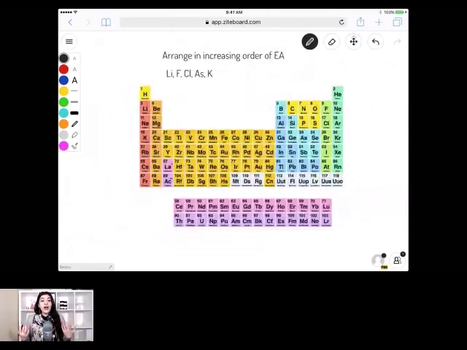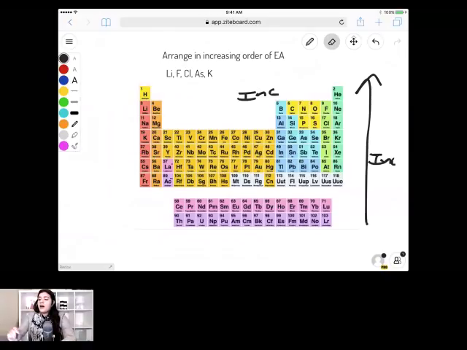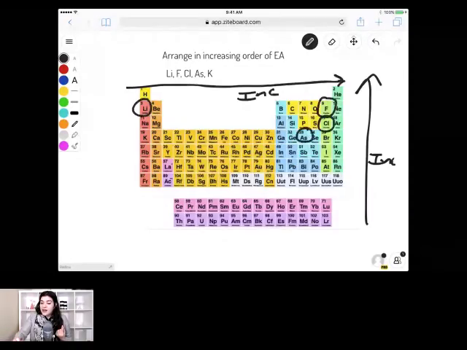Going back to our trend and just remembering that we're still increasing the same exact way as we move along left to right and as we move up. So let me fix this arrow real quick. So as we move right along, let's just see which one would be the smallest, because whenever it's saying we're going in increasing order, it's actually smallest to largest. So let's just start putting where everything is and see what we have here. So we have lithium, we have fluorine, chlorine, arsenic, and we have potassium.